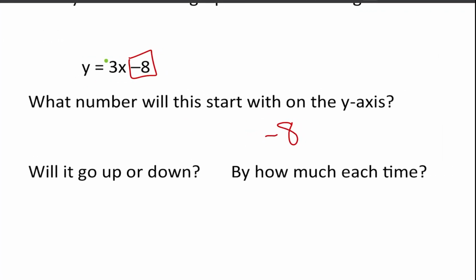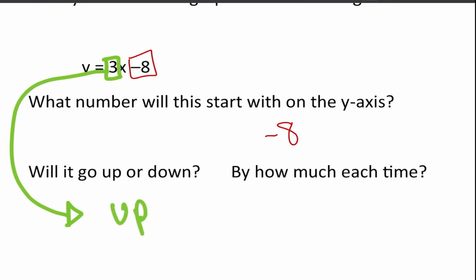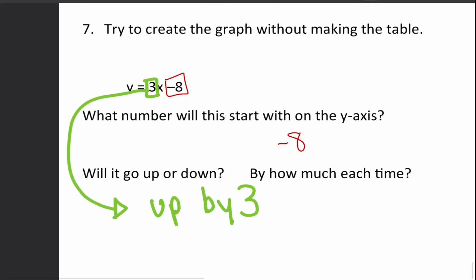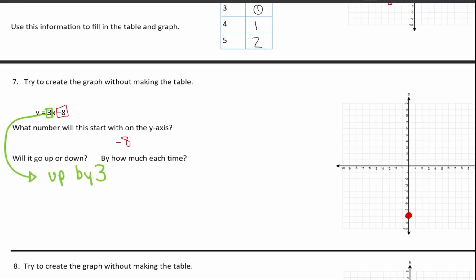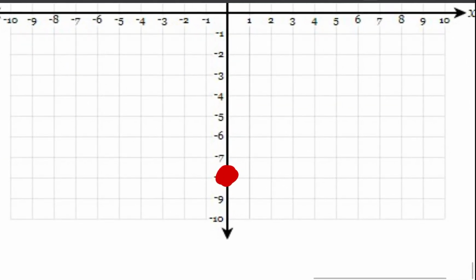Then we have this 3. And this 3 is positive. So is that going to go up or down? Well, if it's positive, it's going to go up. And we're going to use that number. We're going to go up by 3 each time we take a step to the right. So every time we take a step to the right, we're going up 3. And here's where our point's going to be.